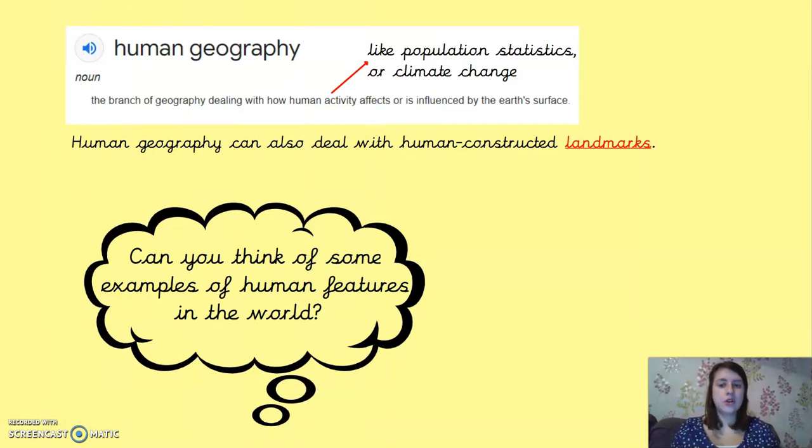Okay, now this is geography that deals with how human activity affects the Earth's surface. So it is things like population statistics or climate change. It can also deal with human constructed landmarks. So if we're thinking about physical geography, that is things that have happened naturally. So if we think about mountains, it's the tectonic plates of the Earth's crust.